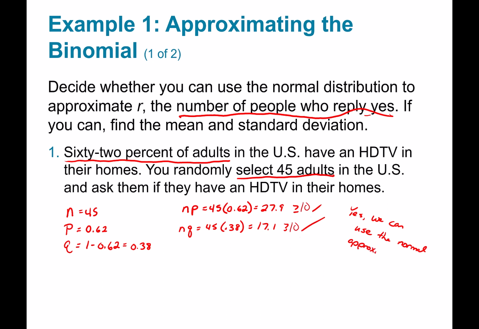So because we can, now let's find the mean and standard deviation of this normal random variable. So remember, mu is going to be the same thing as the mean was for our binomial random variable. So mu is equal to n times p. And we've already calculated that because that's one of our criteria to check to see if we can use the normal approximation. So n times p is 27.9.